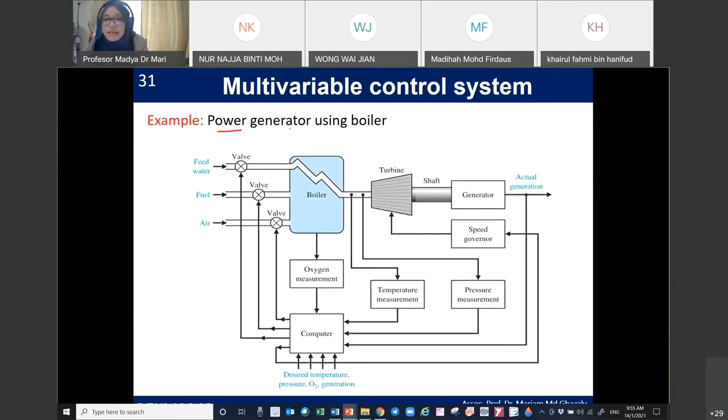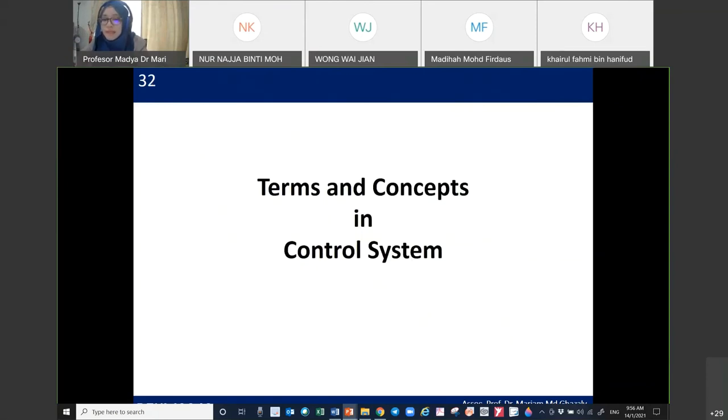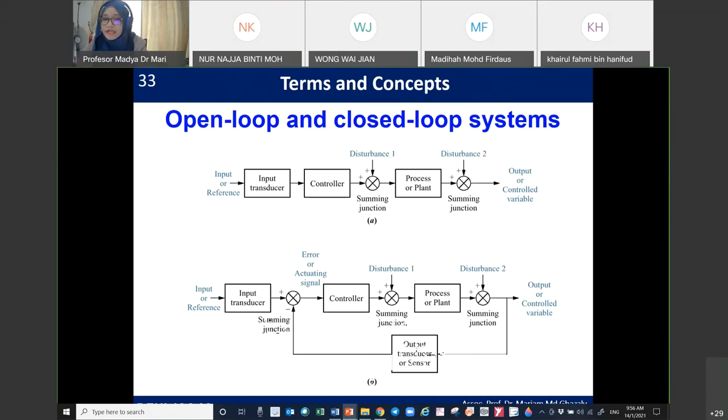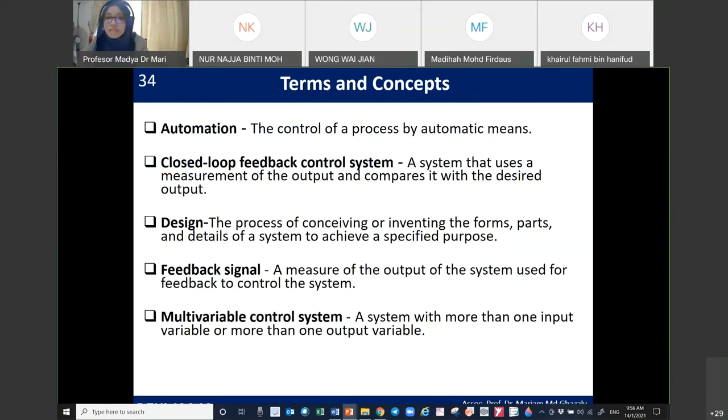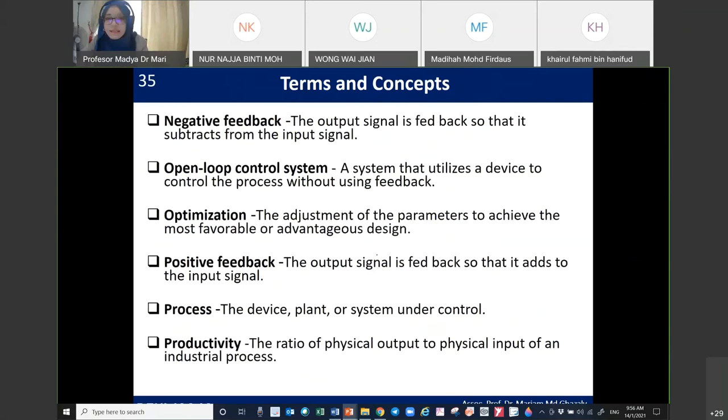And this one is another real example, power generation using a boiler. It is an example of multivariable control. You want to control the speed, you want to control the pressure, you want to read the temperature measurement, and you want to control the oxygen measurement. The input to the system is a few inputs: water, fuel and air. So this is an example of multivariable control of the condition. I give this to you so that it's easy to understand what is automation, closed loop, design, feedback, multivariable.